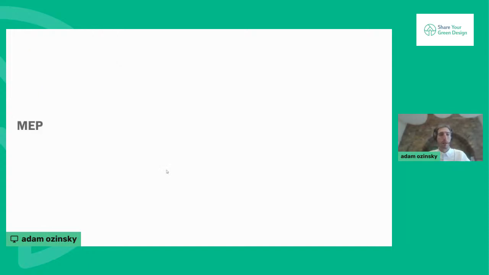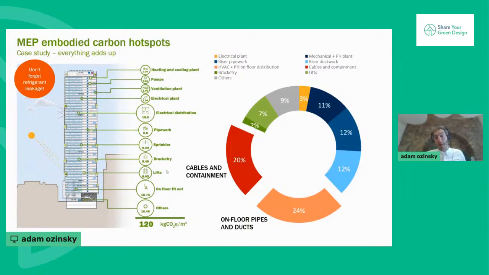MEP is a minefield when it comes to embodied carbon. I think there's probably two key messages on MEP. The first is that everything adds up. It's lots of little numbers becoming a big number. But even so, within that, what we've seen is that distribution, so cables, ducts, pipes, etc. Those are the real ones to hit.